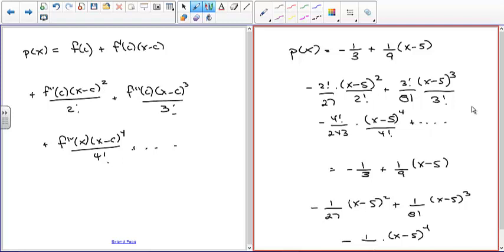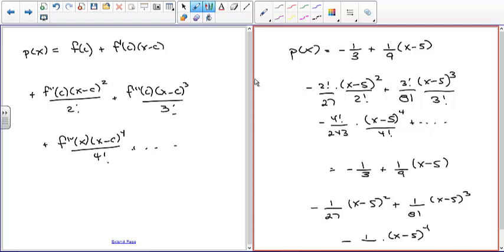The first derivative was 1/9. So you take 1/9 multiplied by x minus 5, which is c. The third term is the next coefficient, which was negative 2 factorial over 27 times x minus 5 squared divided by 2 factorial. So negative 2 factorial over 27 is the value of the second derivative. So that's this part. You multiply x minus 5 squared divided by 2 factorial.